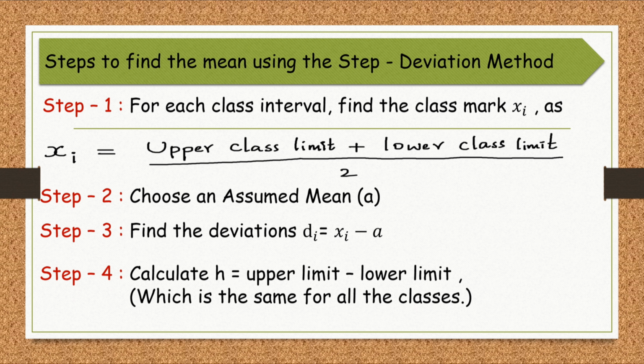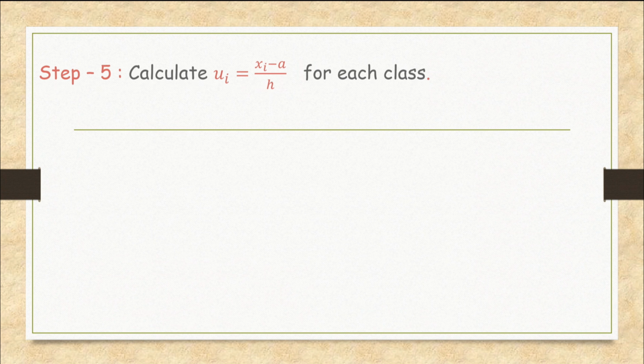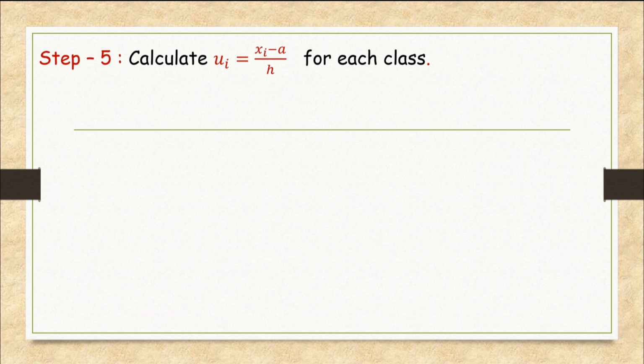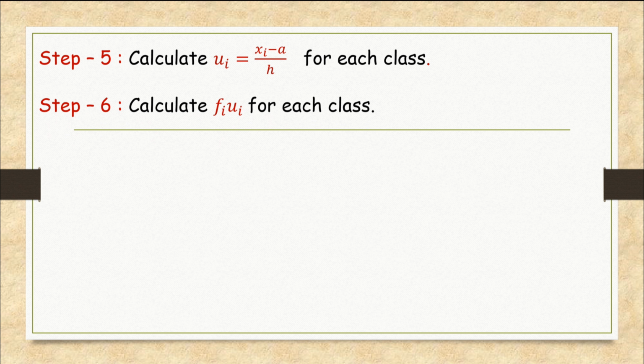Step 4. Calculate h. To calculate h, the formula is h is equal to upper limit minus lower limit, which is the same for all the classes. Step 5. Calculate ui is equal to (xi minus a) by h for each class, where xi minus a are deviations and h is the class size. Step 6. Calculate fi ui for each class. So multiply the frequency fi and ui to get fi ui.